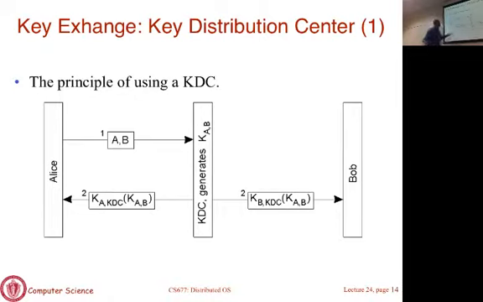Okay. So basically this is the way it will work. Alice will send a message to the key distribution center, that's a trusted machine, saying, I'm Alice, I want to communicate with Bob, generate a key for us. Okay. So what the key distribution center will do is it will generate a key. Okay. It will encrypt that key with its private key, okay, and send it back to Alice.